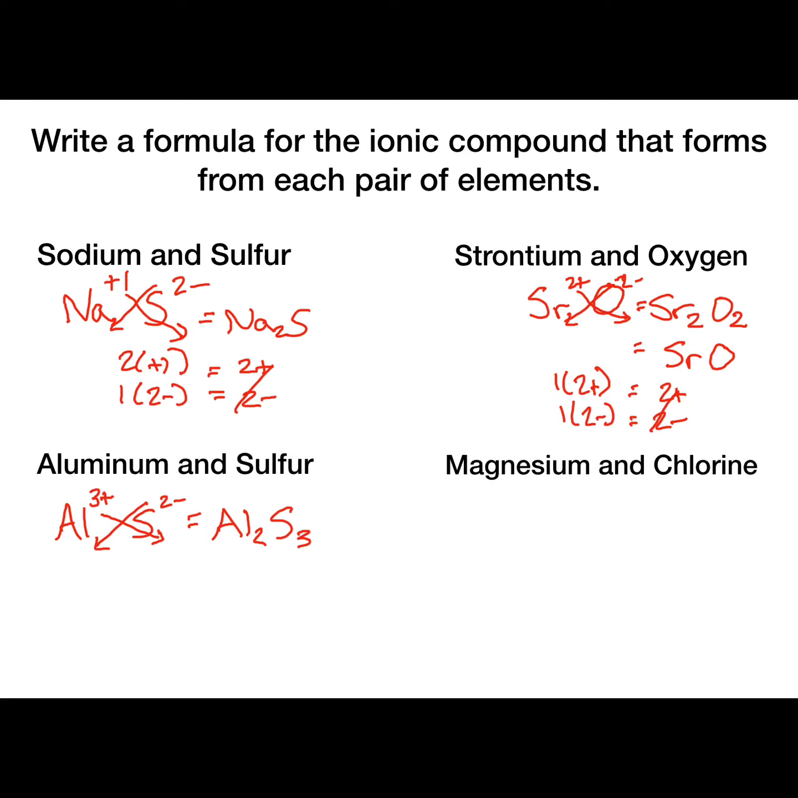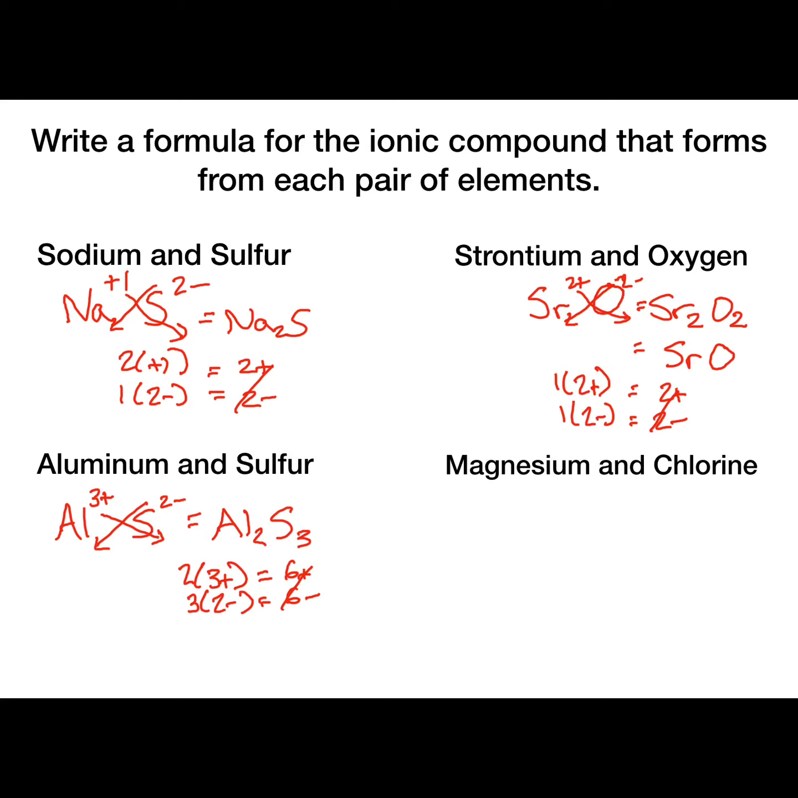Now we're going to verify that the charges cancel out. So we have 2 3+ charges and 3 2- charges. So we have a 6+ and a 6-. Those do cancel out, so that is correct.